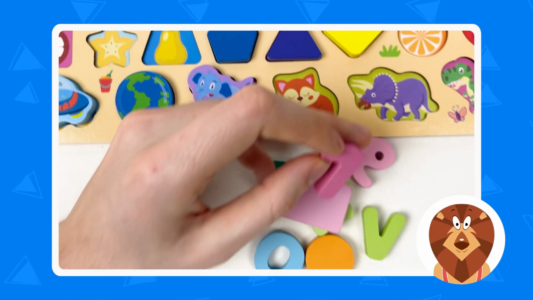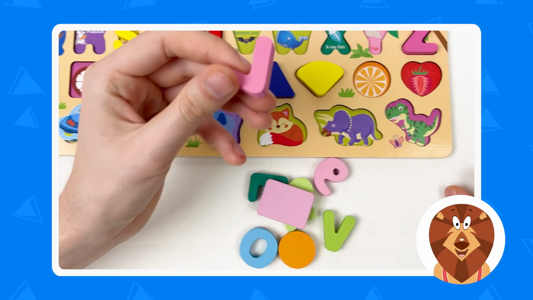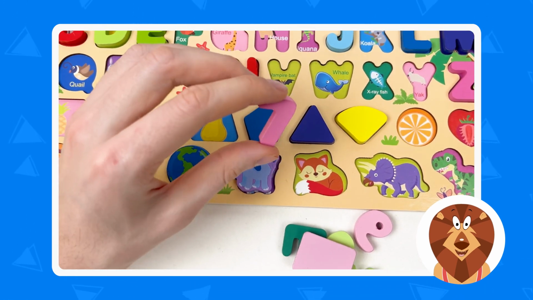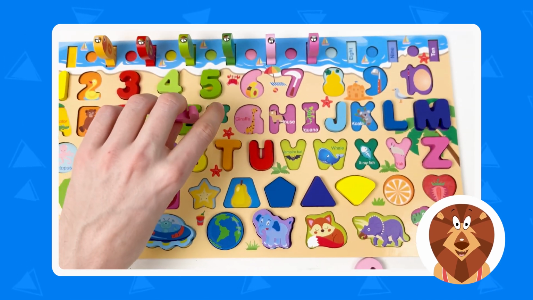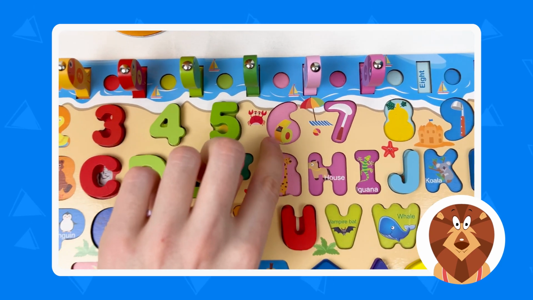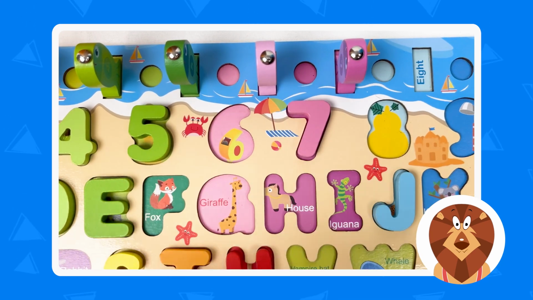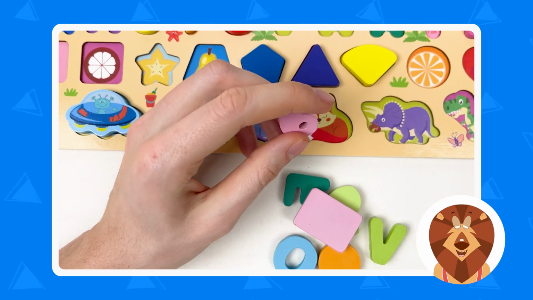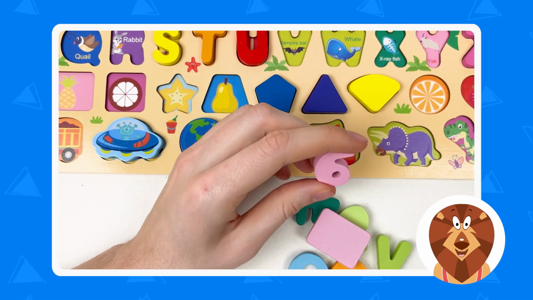So what we have here is the number 7. Look, it's a number 7. And where should we place a number 7? Can you see on the board where we should place it? Yes, we have 5, 6, and 7. Correct. Well done. And the next number that we have is number 6.